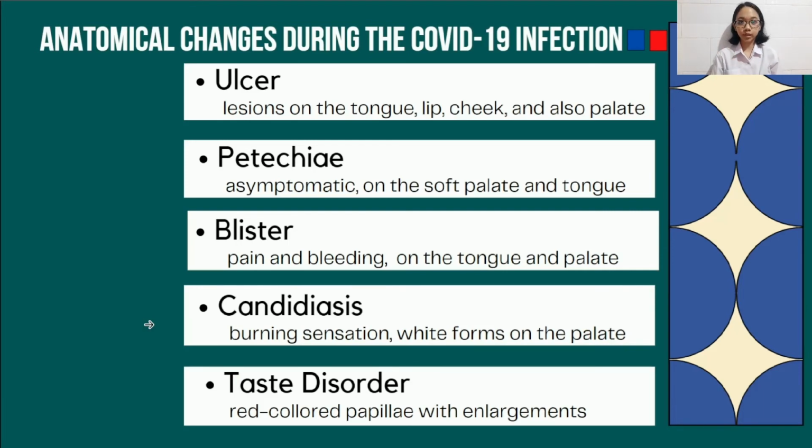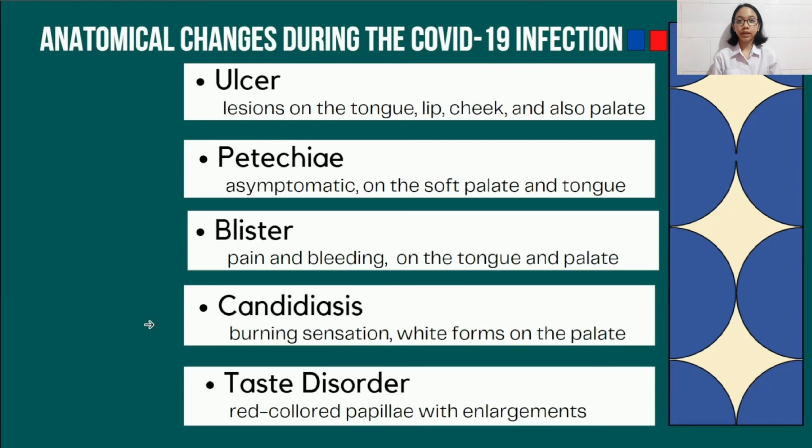The first one is ulcer. These lesions are mainly positioned on the tongue, lip, cheek, and also palate. And if involved with the dry side of the lips, they derive into crust. Second one is petechiae. Petechiae is mostly asymptomatic. It is located on the soft palate and tongue. Presenting with oropharyngeal lesions also appear as mucosal petechiae.